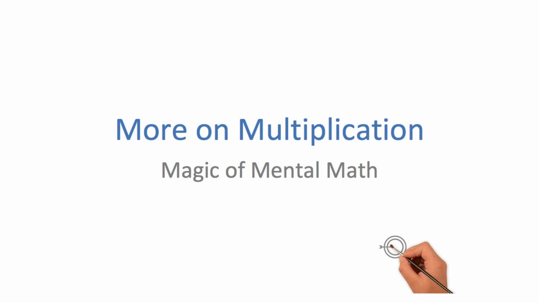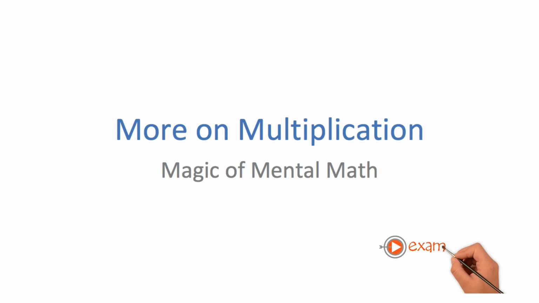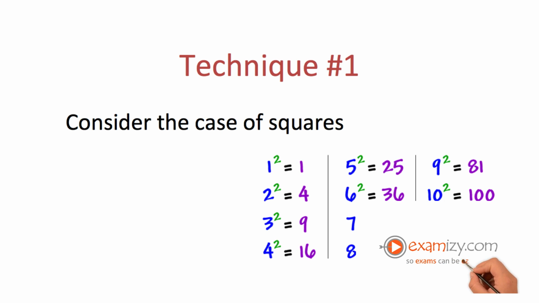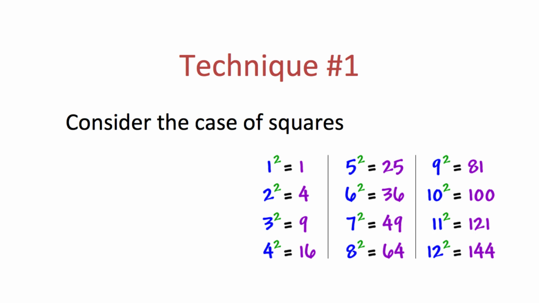Here are some additional techniques that you can start using right away. Technique number 1. Apart from multiplication by 11 technique, as we did in the previous lesson, consider the case of squares. This is where a number is multiplied by itself, such as 8 times 8, 6 times 6, and so on. As an example, let's first look at numbers that end in 5.